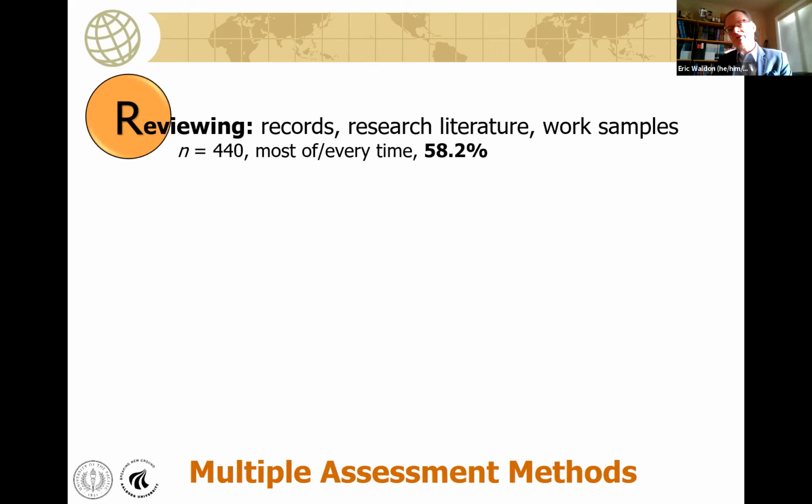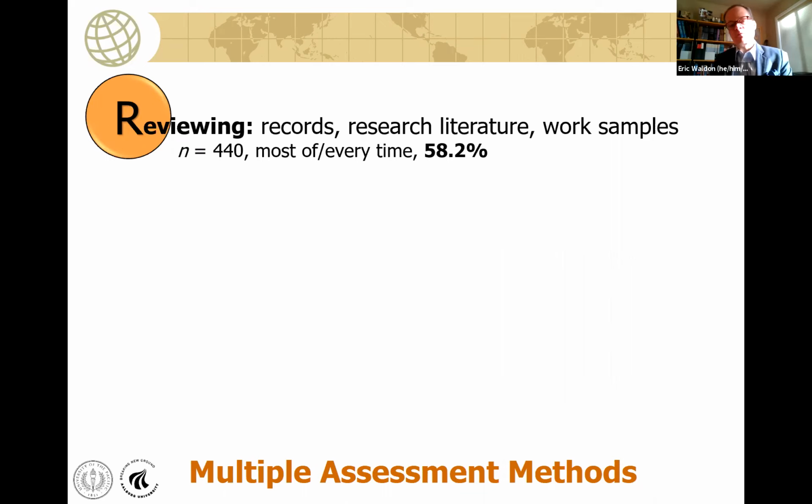Reviewing involves looking at client records, whether that's in a hospital setting, or perhaps in a school setting, looking at student files. It also involves looking at the research literature, getting smart about the clinical population that you're working with. Or perhaps it's work samples. Maybe they're artworks, or maybe they're song lyrics or improvisations. They might be recordings of pieces that clients have composed.